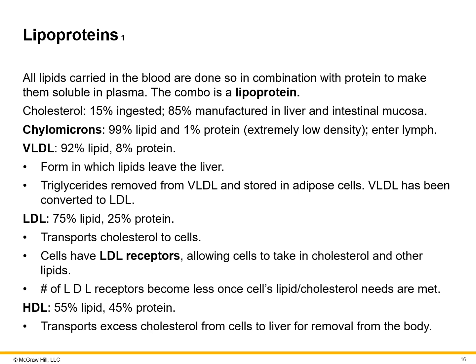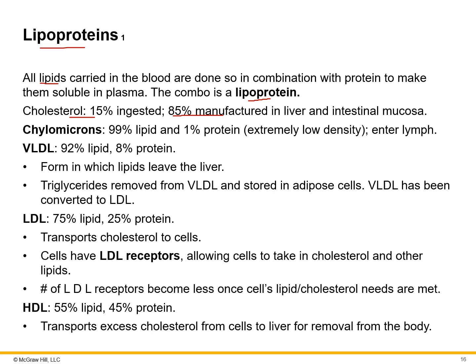A few different lipoproteins are used to transport these lipids because, again, they don't like water. So these lipids have to be carried by a combination of these proteins and phospholipids that form lipoproteins. So cholesterol, about 15% is ingested, but most of it is made by the liver, and that was one of the functions of the liver, is to make cholesterol.